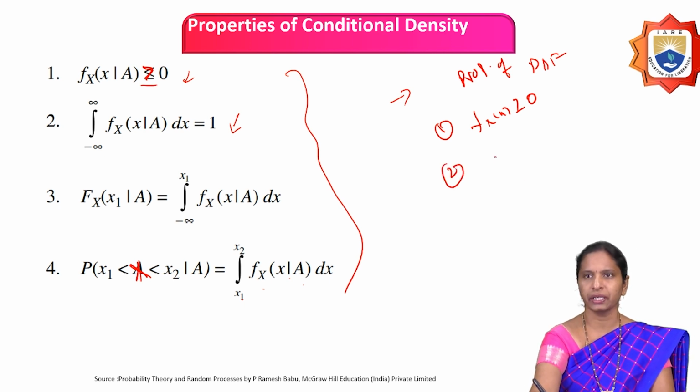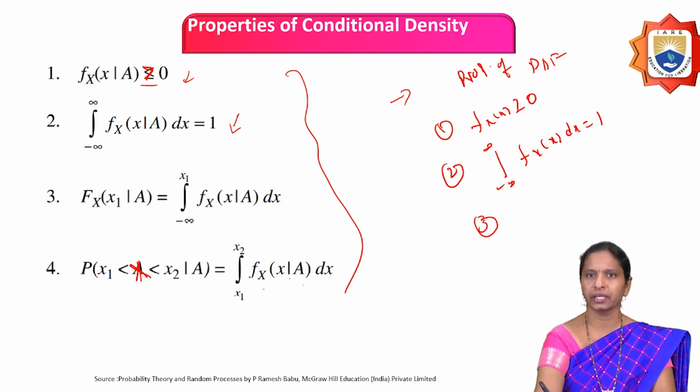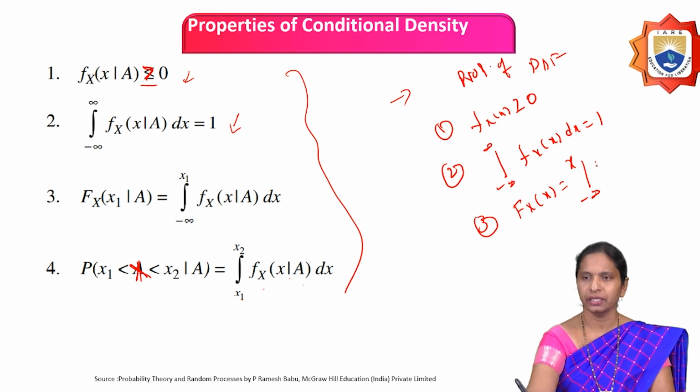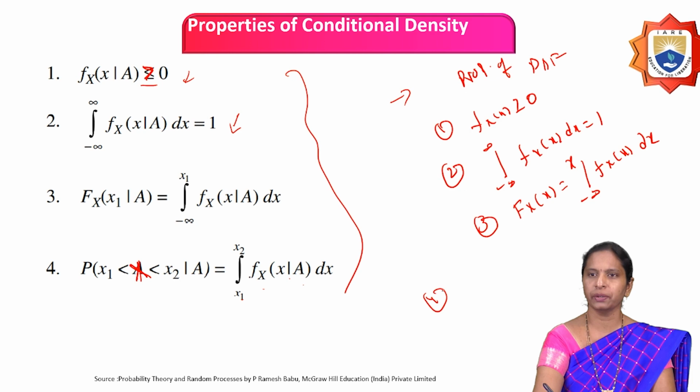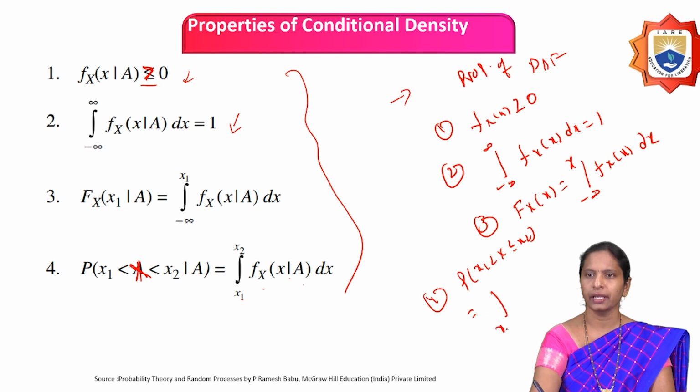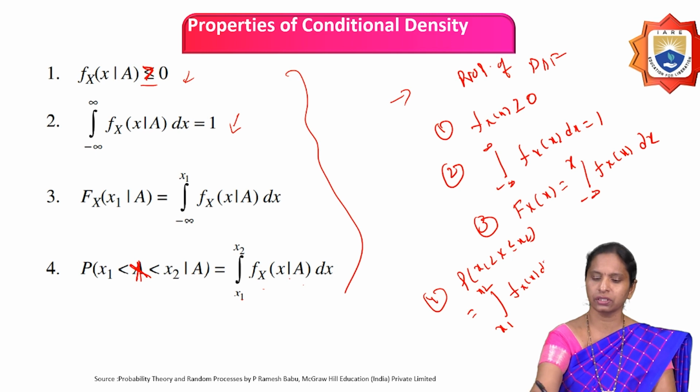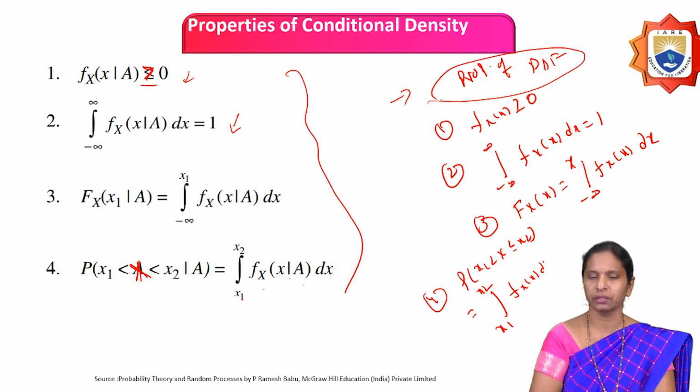And what is the second property? The area under the density function is equal to 1. And the third property is what? The distribution function of a random variable x can be written in terms of the density function as F_X(x) equals the integral of f_X(x) dx. And the fourth property we have seen is what? P(x1 < x <= x2) is equal to what? Integration x1 to x2 f_X(x) dx. So these are the properties of the density function.